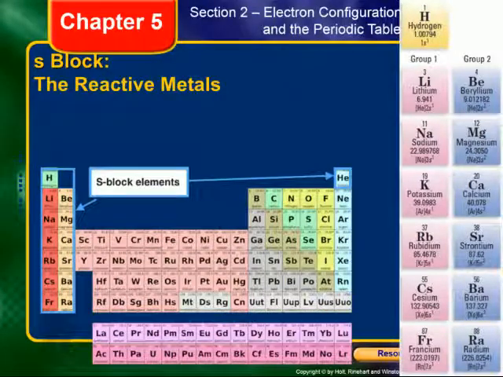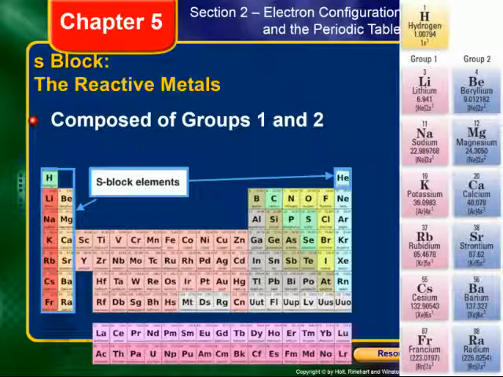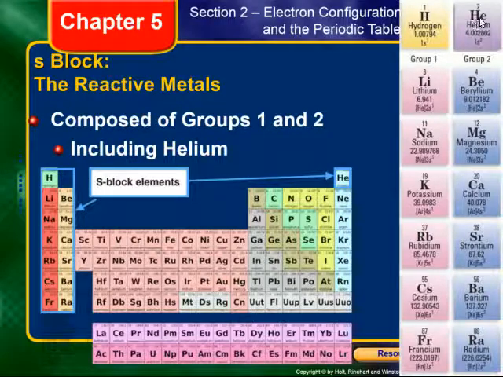Okay, these are the highly reactive metals. They are composed of groups 1 and 2. Okay, the picture's over here. Group 1, group 2, and helium. Don't forget helium. So we actually have to throw helium up here because it is truly an S block element.